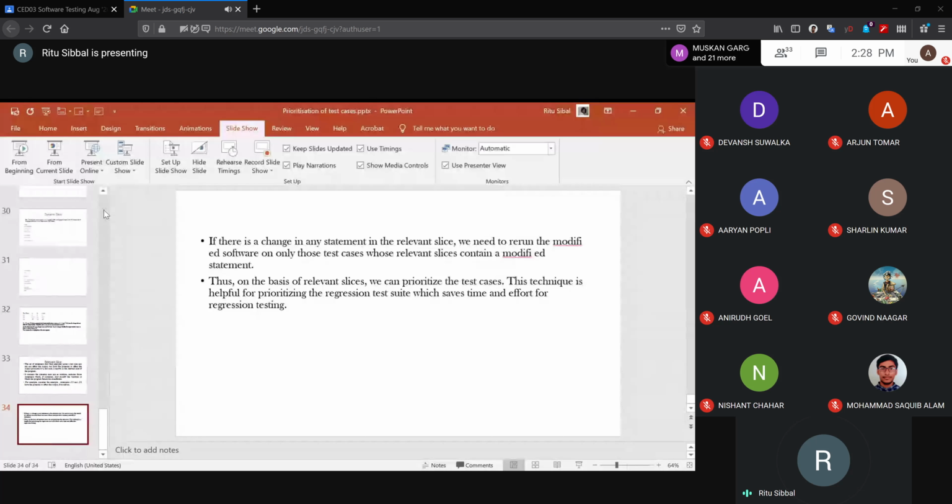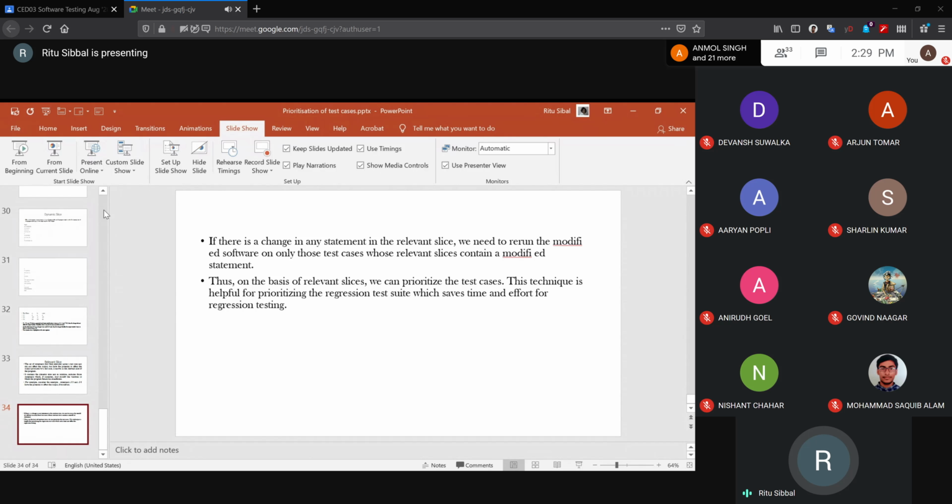the relevant slices, the portions of programs which are most probable to be affected and must be checked after the modification. So we pick up the slices of the programs which are most probable to get affected by the modifications. We could have an execution slice, dynamic slice, or relevant slice. We have also studied prioritization based on the requirements.